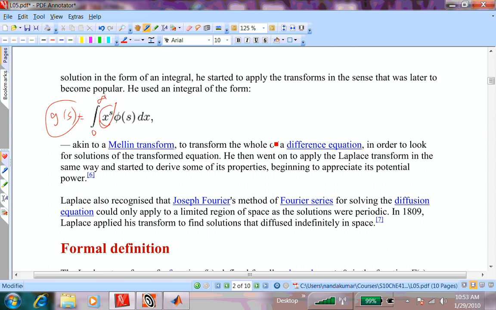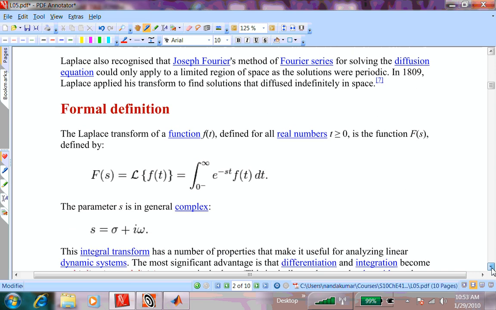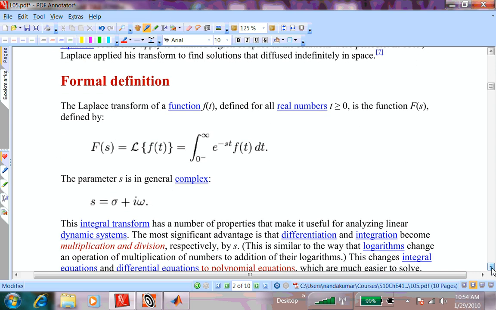Different types of integral transforms are useful for solving different differential equations. Laplace transform is particularly useful for solving ODE. Okay? So the formal definition of a Laplace transform is the following. If you give me some arbitrary function f of t, typically we use t as the independent variable because we are dealing with dynamical systems, time is the independent variable. So some function which is a function of time, and I want the Laplace transform of the function.